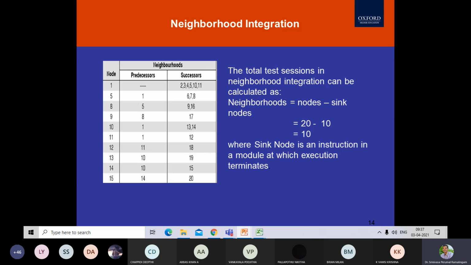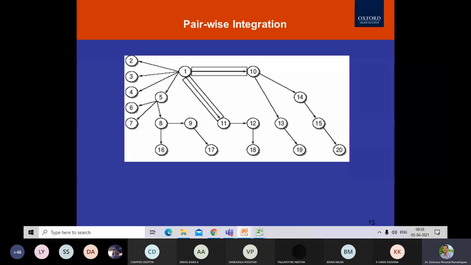Okay. So which are all the sink nodes? Which are all the sink nodes? The node which has a successor, that node is a sink node. The node which does not have any successor is a general node. So here, how many nodes are sink nodes? How many nodes are general nodes?